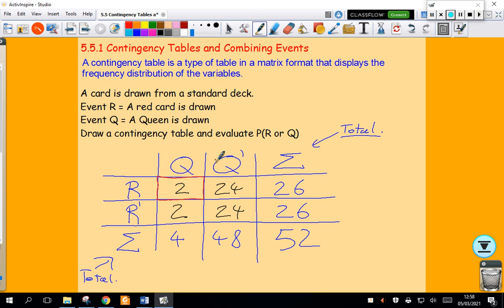So I want to evaluate the probability of red or Q when a single card is drawn from a deck. I want to find the probability of red or Q. And we define probability as the number of ways an event may occur divided by the total number of possible outcomes. The total number of possible outcomes when I draw a card from a standard deck is 52.